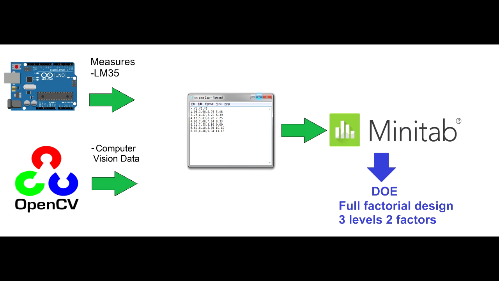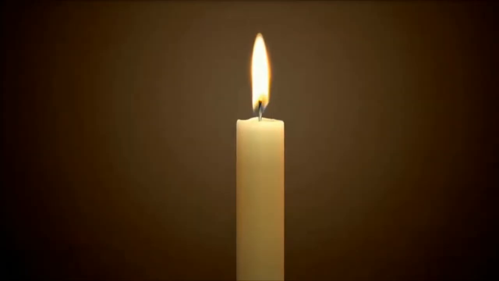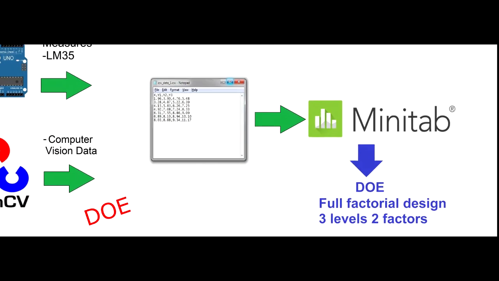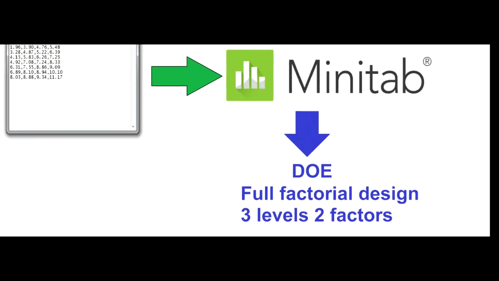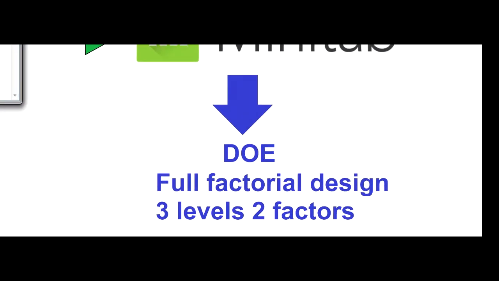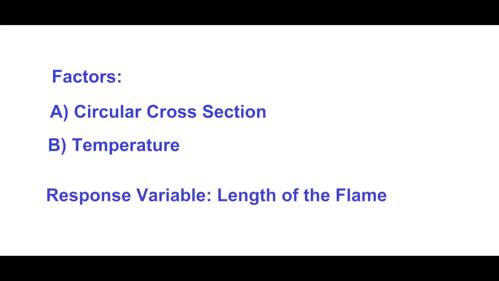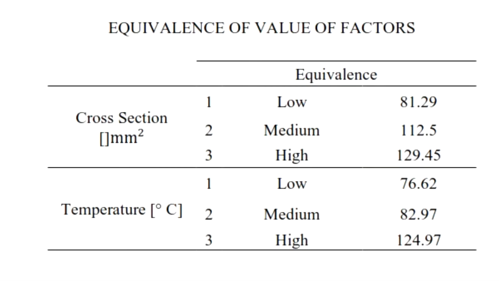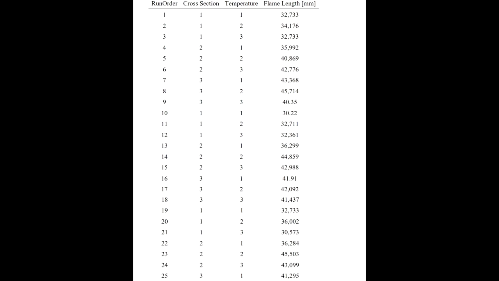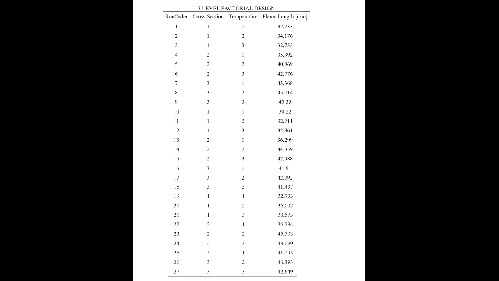With the information, the design of experiments is carried out, which determines if the parameters influence the length of the flame. As design of experiments, a full factorial design of 2 factors and 3 levels was chosen. The factors are circular cross-section, which is dependent on the height of the candle and can be obtained with geometric calculations. The second factor is temperature, while the response variable is the length of the flame. The 3 levels are low, medium, and high. 3 replicas were made, so there were 27 run orders.